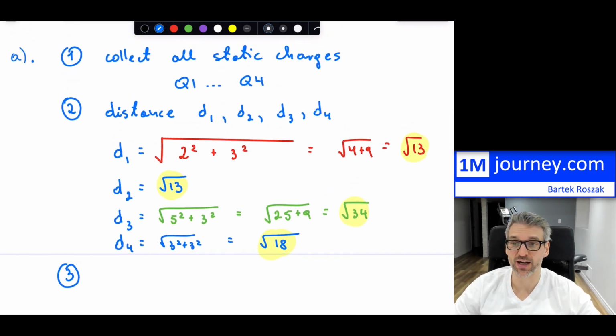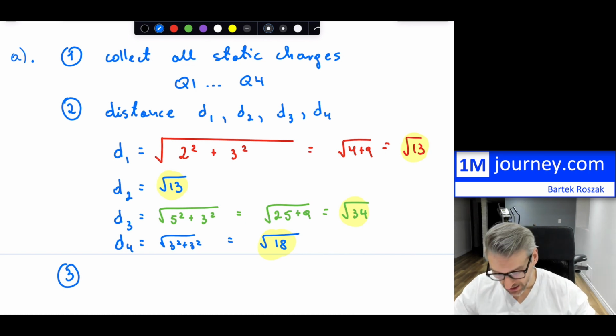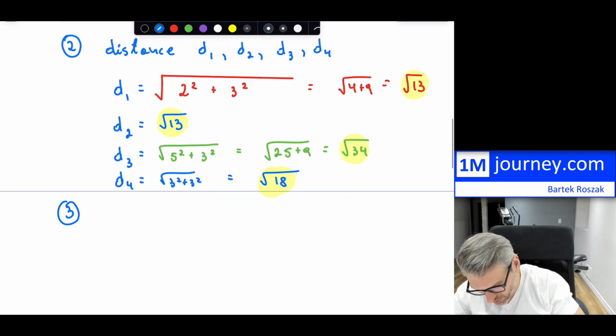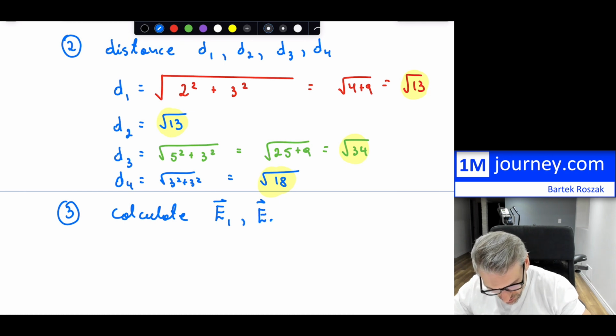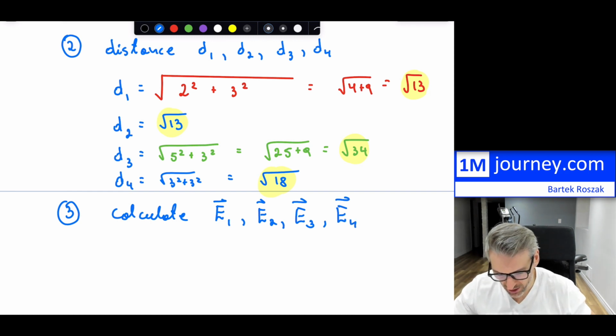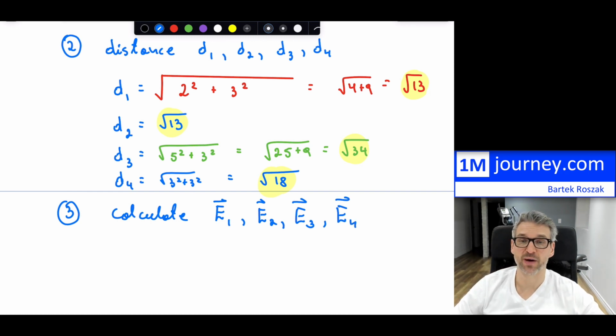Step number 2, you calculate the distance to the point where you want the electric field. And now step number 3, now you do actually calculate. So you're going to calculate the electric fields. Okay, so this is going to be E1, electric field E2. Okay, this is going to be E3, and this is going to be E4, meaning you're going to calculate what the electric field is with respect to each charge individually, right?